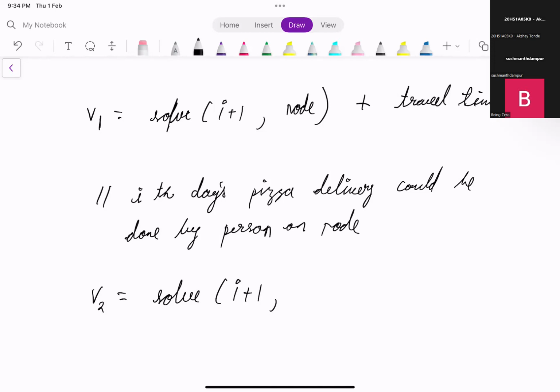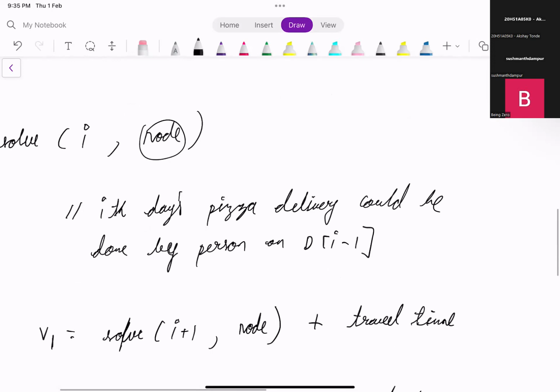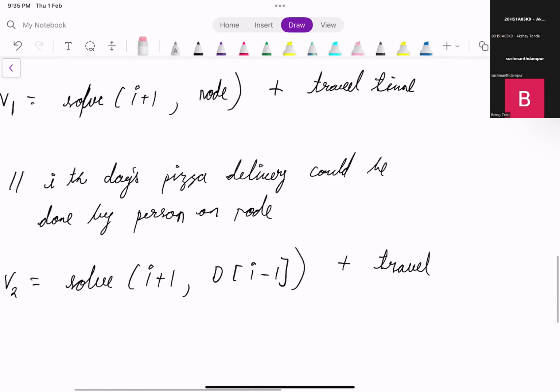That means the other person is on the node which is at the previous day's destination. So it would be solve of I plus one, the next day, comma the other person's endpoint, basically where the other person is. So the other person is at destination of I minus one, plus the travel time that the second person took. By second person, I mean the person who is on node; node represents the variable passed to the solve, plus the travel time.